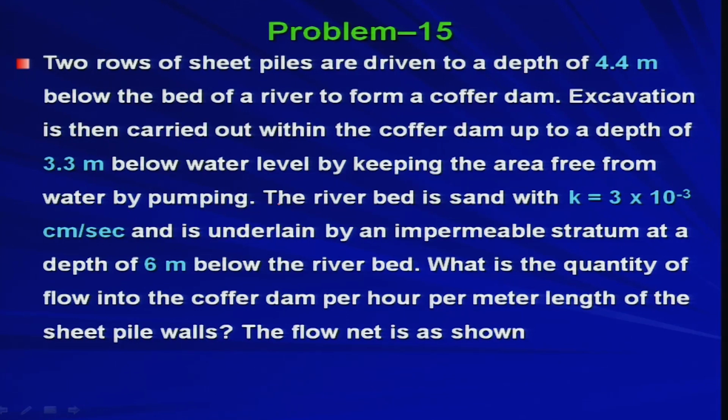So, excavation is then carried out within the cofferdam up to a depth of 3.3 meter below water level by keeping the area free from water by pumping. The river bed is sand with K, that is coefficient of permeability, equal to 3 into 10 to the minus 3 centimeter per second and is underlain by an impermeable stratum at a depth of 6 meter below the river bed. What is the quantity of flow into the cofferdam per hour per meter length of the sheet pile walls? The flow net is as shown. So, flow net is shown there.